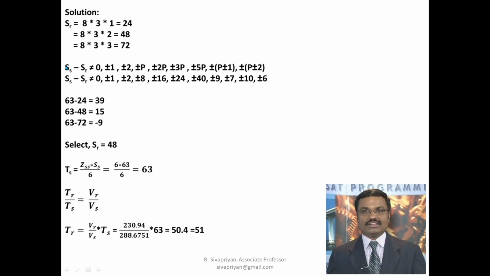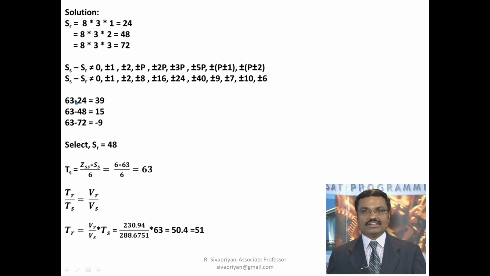Just keep it. Now we know the condition for the rotor: SS minus SR should not be equal to these values. Already we discussed; kindly go through the old video. Now SS minus SR: how many poles? Pole is 8. So plus or minus 8, plus or minus 16, plus or minus 24, plus or minus 40. Now first 8 plus 1 is 9, then 8 minus 1 is 7, after that 8 plus 2 is 10, after that 8 minus 2 is 6. So the difference between stator slot and rotor slot should not be equal to these values.